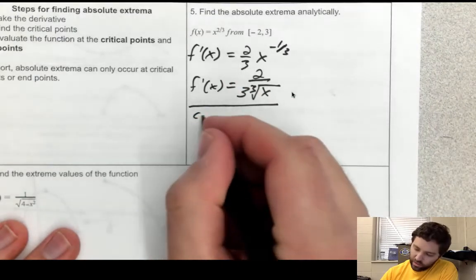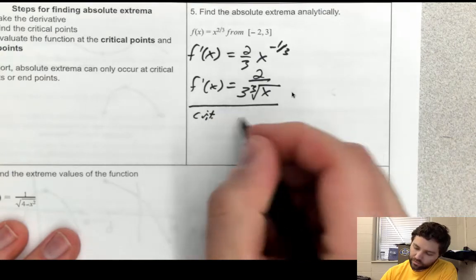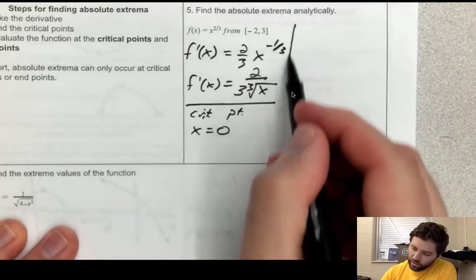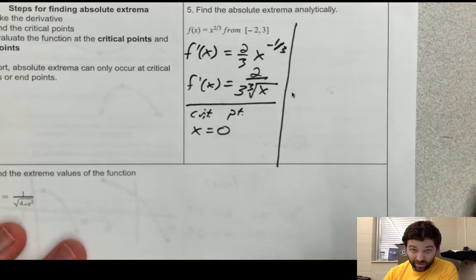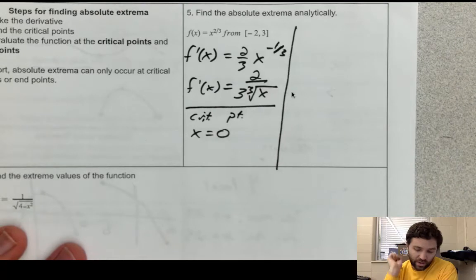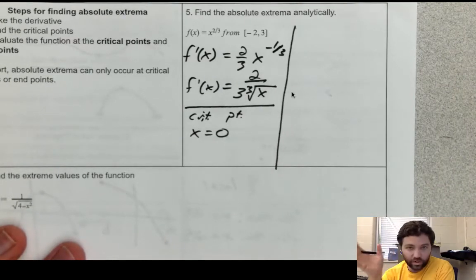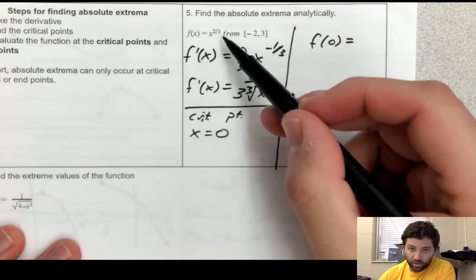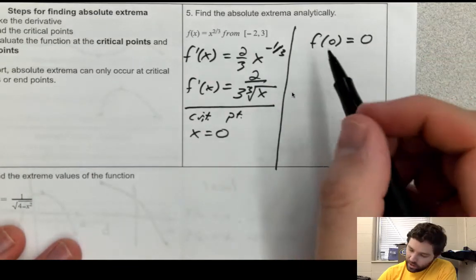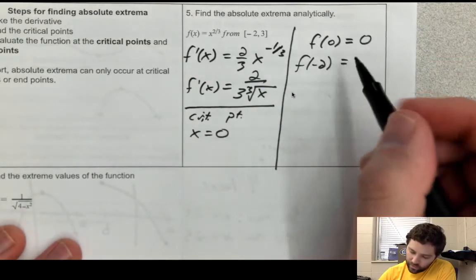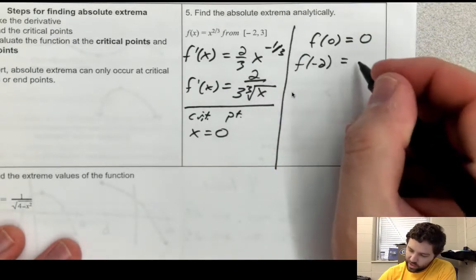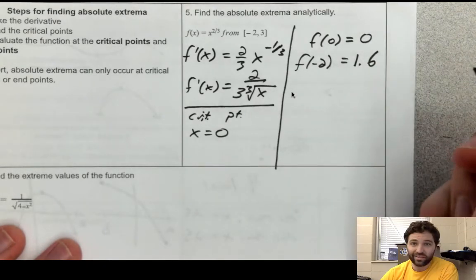So one critical point is at x equals 0. Now we're going to analyze the function to figure out whether 0 is an extremum or not. I'm going to figure out f of 0. When I plug 0 into the original function, I get 0. I'm going to take f of negative 2, and when I plug negative 2 into the original function, I get 1.6. Again, I'm checking negative 2 because that is an endpoint.